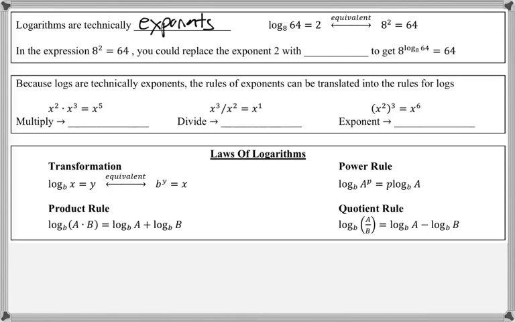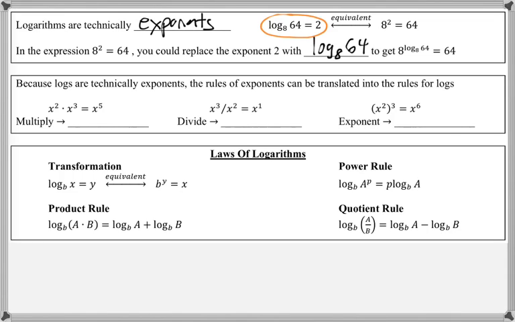And if we look at our transformation, which we've been working with, log base 8 of 64 is equal to 2. We can transform that into 8 raised to the 2 is equal to 64. So if you look at the expression 8 raised to 2 is equal to 64, you could technically replace the exponent 2 with log base 8 of 64. And I can do that just because if you look at this statement right here, 2 is equal to log base 8 of 64. So what that means is anywhere you see a 2, you can replace that with log base 8 of 64.